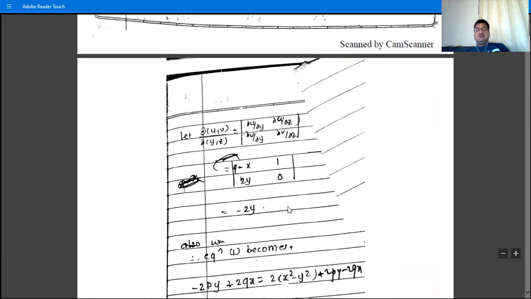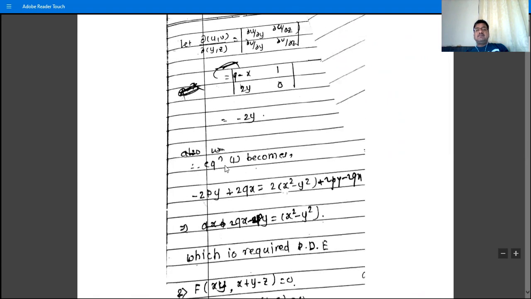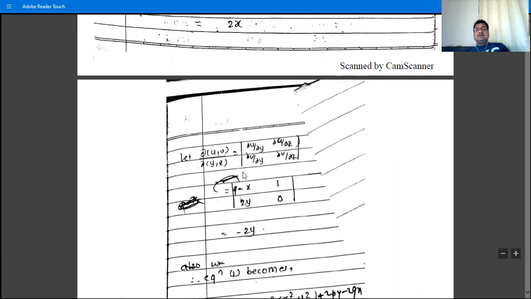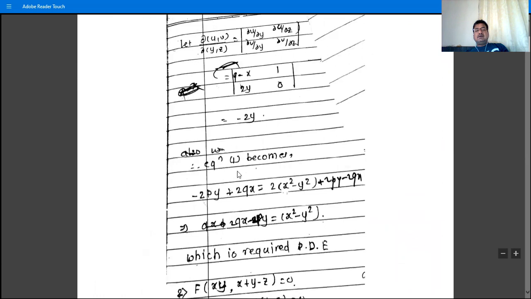Okay, 0. And then we have the determinant: this into this is 0, q minus x into 0 is 0, minus 2y. So minus 2y is the determinant. Then from equation 1, substitute all these values in equation 1. Then p times ∂(u,v)/∂(y,z), which is minus 2y. Then p in bracket minus 2y.